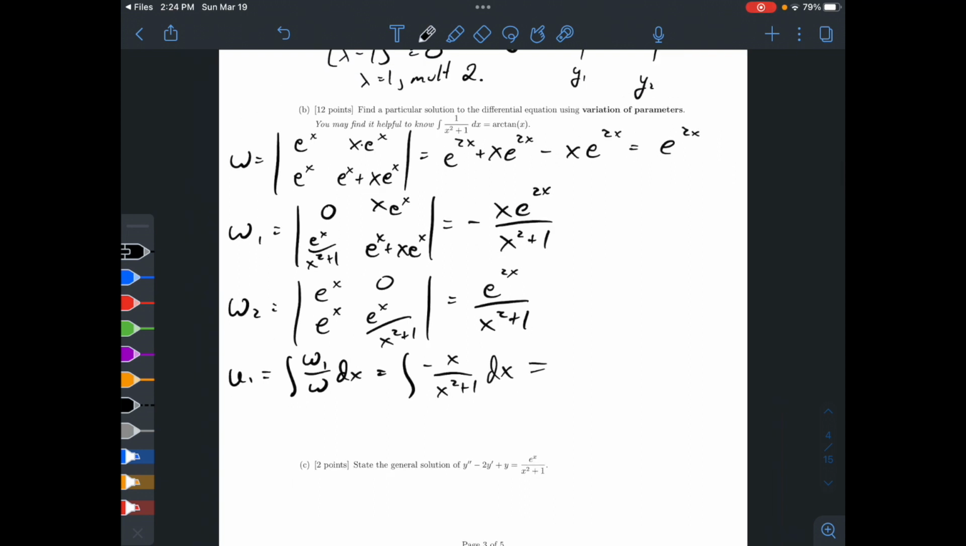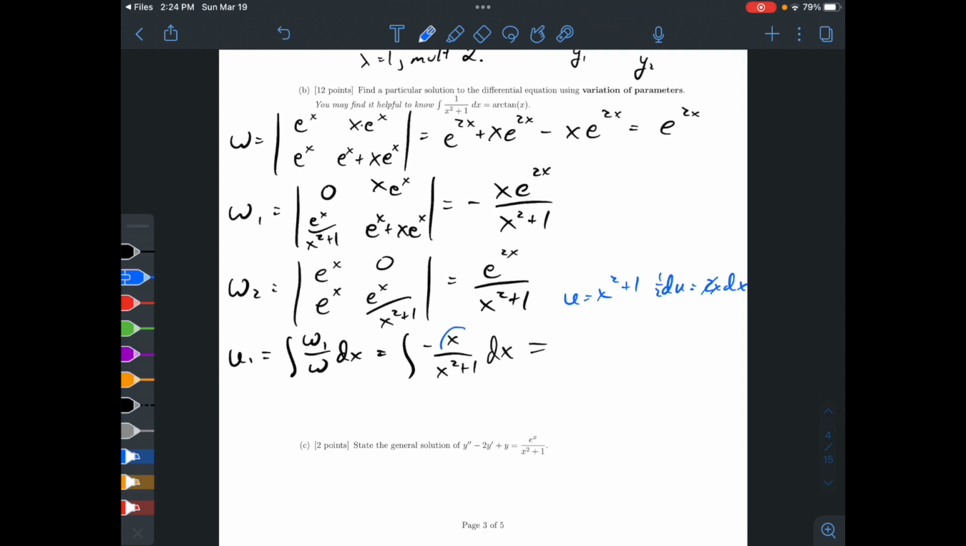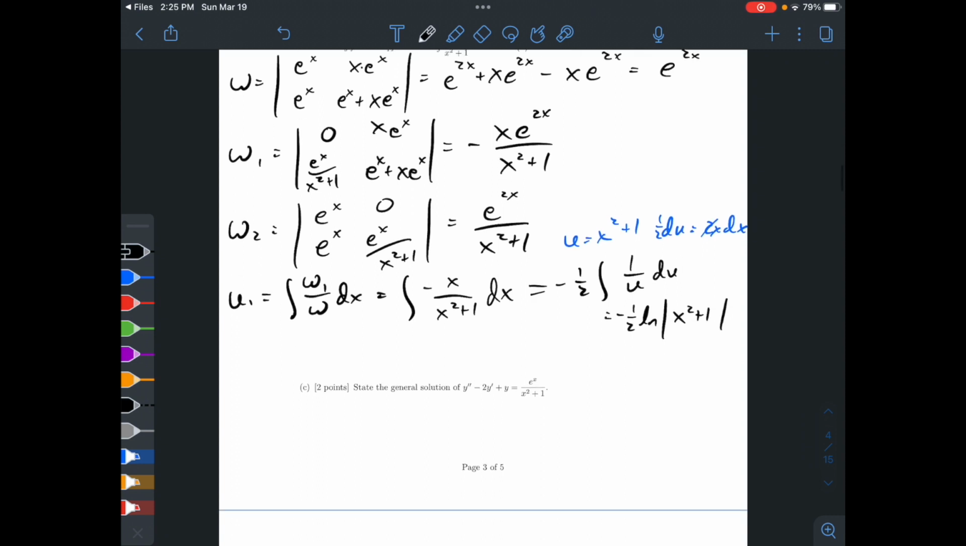And then what's this equal to? Well, how do I integrate this? Well, we can do a u sub. So we can do u is equal to x squared plus 1, and then du is equal to 2x dx. So divide through by a 2. We get 1/2 du is equal to x dx. And so I can pull out a negative 1/2 from everything, and I'm left with 1 over u du, which is equal to negative 1 over 2 ln of u, and what was u? x squared plus 1. All right, so that's our u1.